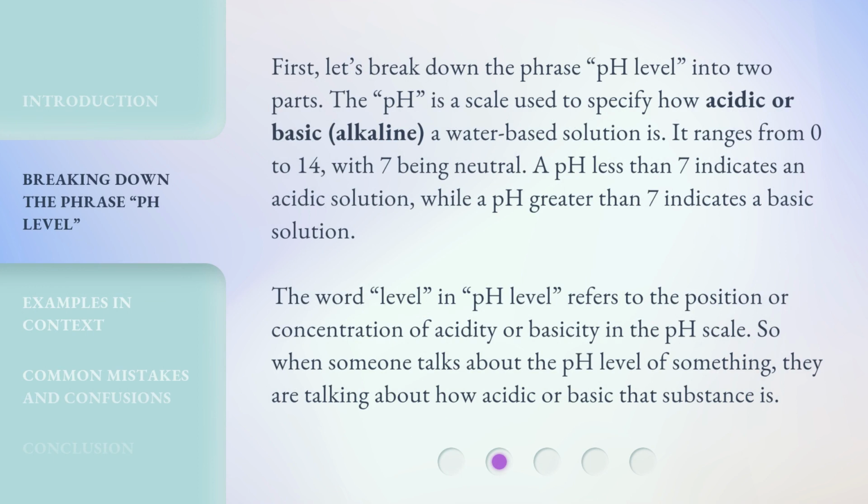First, let's break down the phrase pH level into two parts. The pH is a scale used to specify how acidic or basic, alkaline, a water-based solution is. It ranges from 0 to 14, with 7 being neutral. A pH less than 7 indicates an acidic solution, while a pH greater than 7 indicates a basic solution. The word level in pH level refers to the position or concentration of acidity or basicity in the pH scale. So when someone talks about the pH level of something, they are talking about how acidic or basic that substance is.